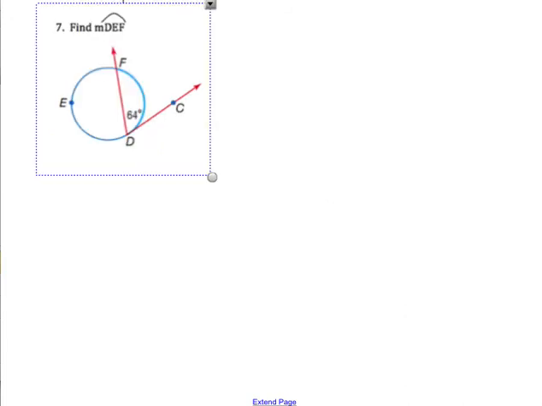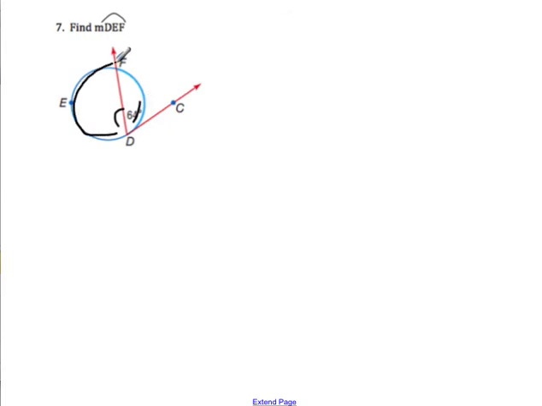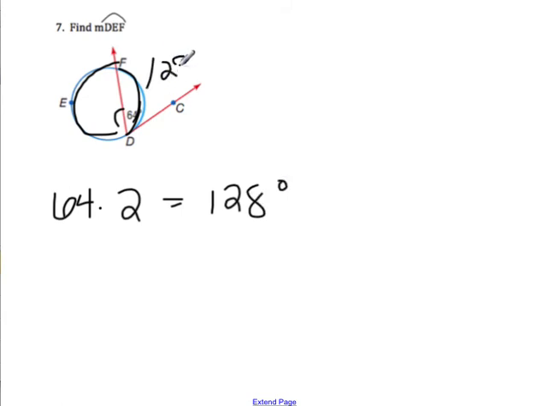Next, let's take a look at number 7. For number 7, I know that this angle right here is 64, and I want to know the measure of the angle DEF. So I have to come up with a couple things first. First, I want to find out what the arc FD is going to be. To find out that arc length, all I have to do is take that interior angle and multiply it by 2. So that's the reverse of the theorem we just did. So we have 64 times 2, and that's going to give us 128 degrees. So this guy right there is 128 degrees.